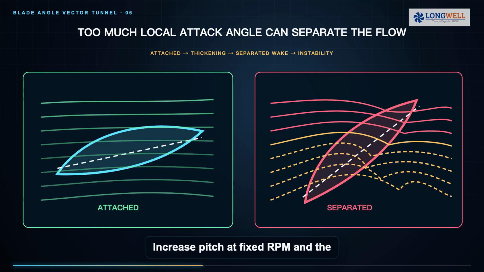Increase pitch at fixed RPM and the blade initially turns and loads the air more strongly. But the benefit is not unlimited. When angle of attack becomes too large for the local section and flow condition, the boundary layer separates. Lift stops increasing predictably, drag rises, wakes thicken, and rotating stall or unstable flow may appear.